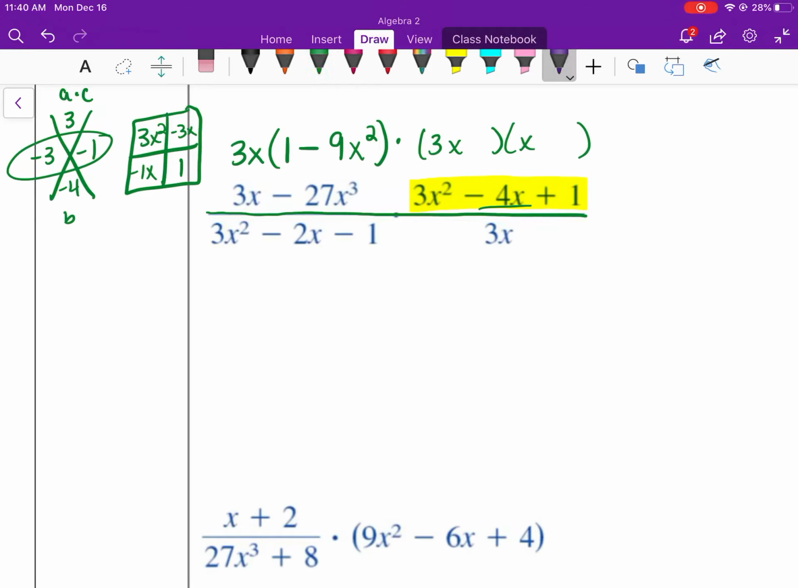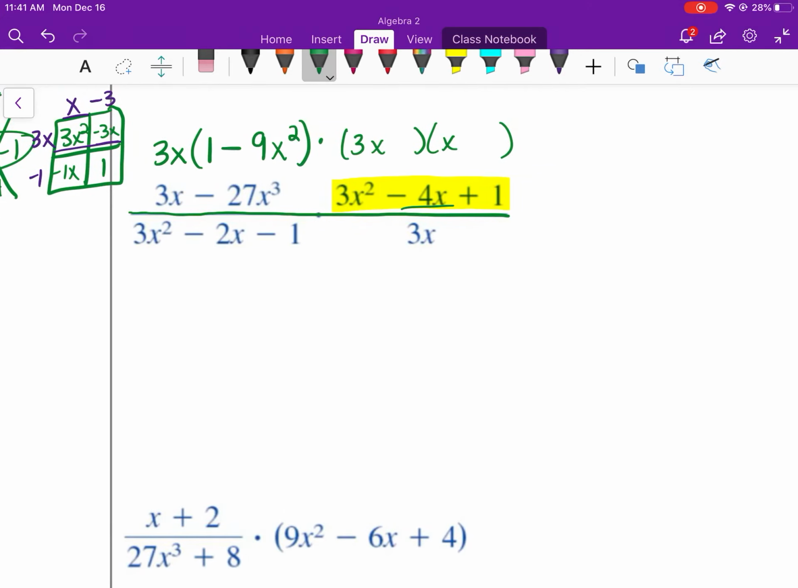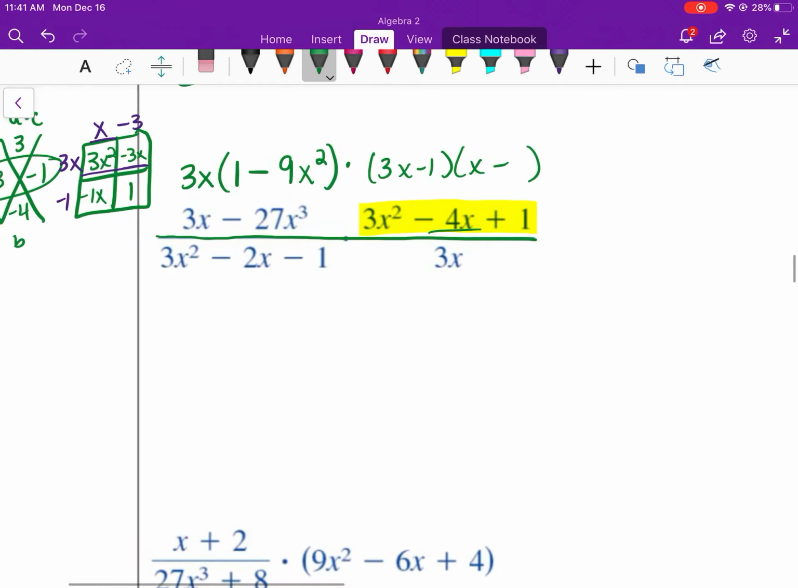And then the outside, 3x squared and negative 3x have a 3x in common. Then 3x times x is 3x squared. Then 3x times negative 3 is negative 3x, and x times negative 1 is negative 1x. So this factors to 3x minus 1 and x, or minus, oh, that's not right. Sorry, whoops. It has to be x minus 1.